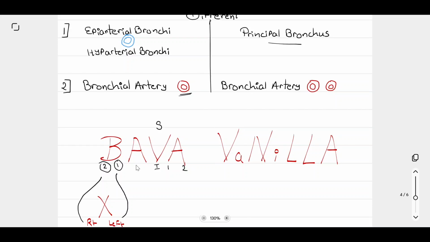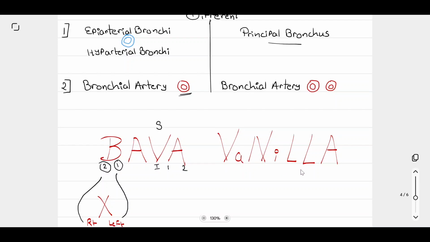Secondly, I have one pulmonary artery in both the lungs. V stands for pulmonary vein, which are 2 in number in both the lungs, one superior and one inferior. And A stands for bronchial arteries, which is again 1 in the right lung and 2 in the left lung.